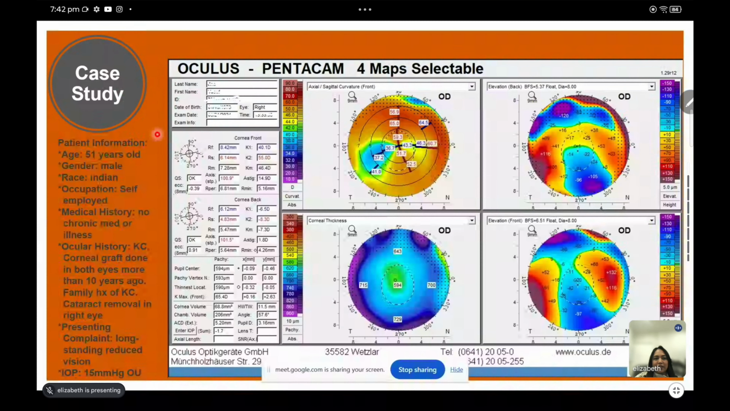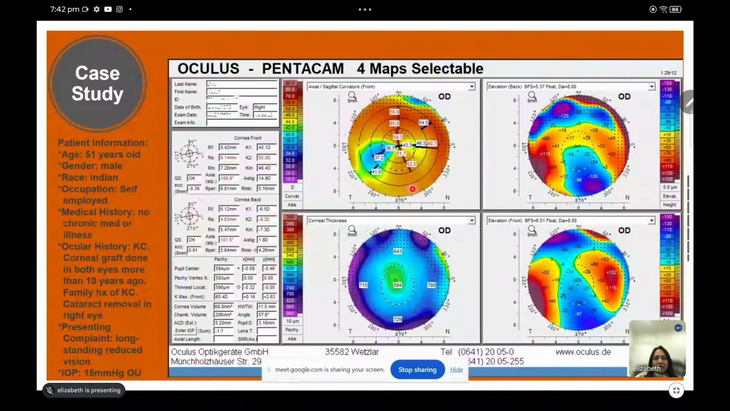All right, so let's go into our first case study. This is a tomography map from the Pentacam of our 51-year-old male. He had a history of keratoconus. Now, if you look at these maps, you can see they're very irregular cornea. So he had keratoconus, but he had a graft.